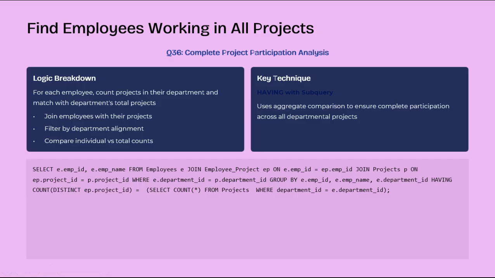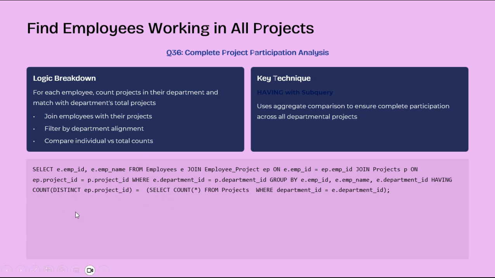So into the first advanced query, find employees working in all projects. So complete project participation analysis. For the logic breakdown, for each employee count projects in their department and match with the department's total projects. Join employees with their projects, filter by department alignment, and compare individual versus total count. The key technique will be HAVING with a subquery. So you can see the query on your screen, right?